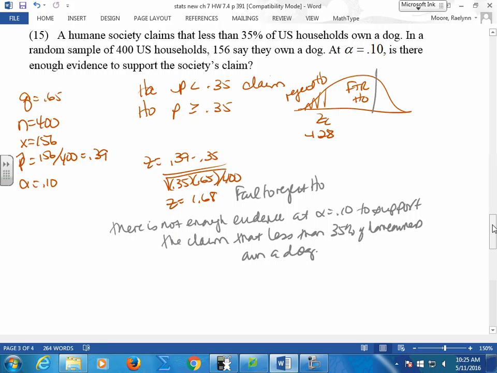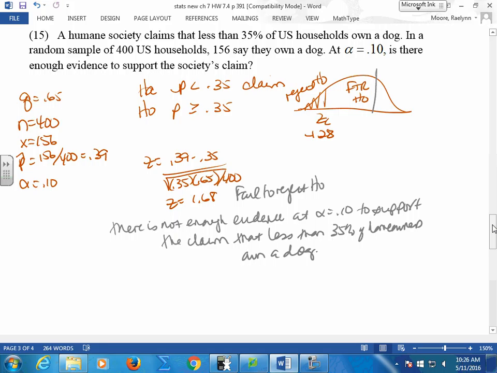So I've got an HA because I use the word support, and it says less than, perfect. My p is less than 0.35. There's my claim. My H0 is p is greater than or equal to 0.35. Okay. Find your cutoff value. Your tail is the left tail test. Find your cutoff value, inverse norm. If you do that, you can deal with your p-val. You can take this guy, look it up in your calculator or your table, either one. Your area to the left, because you're a left tail test.